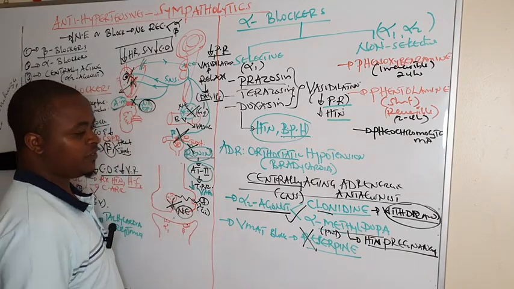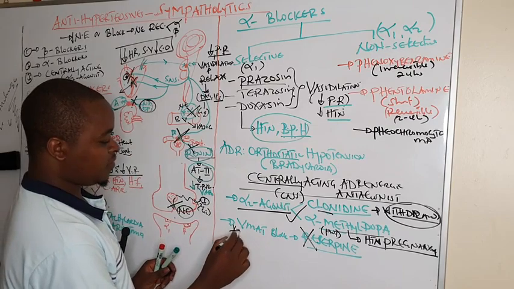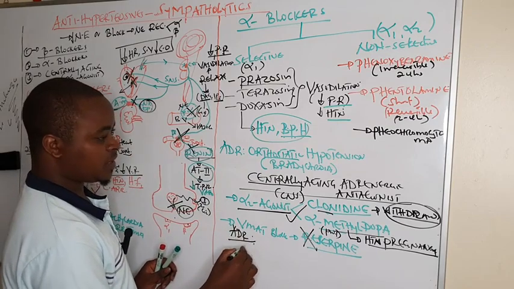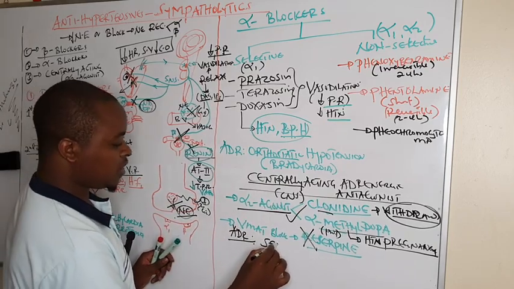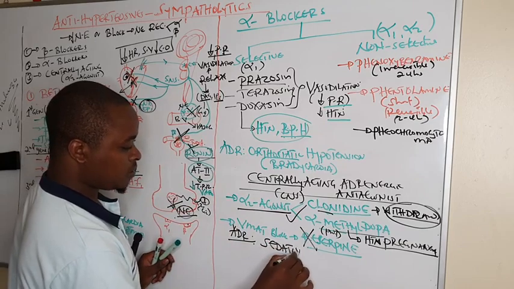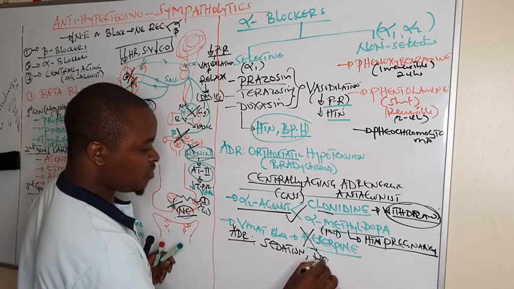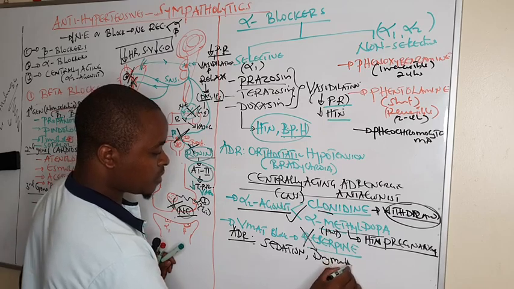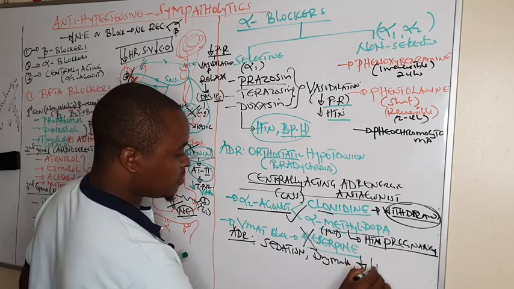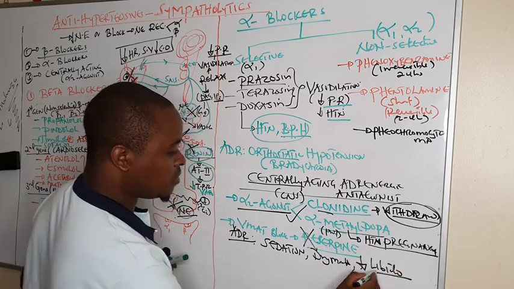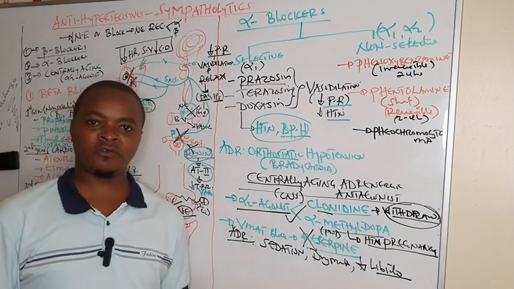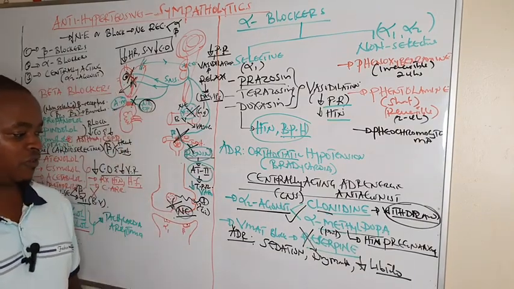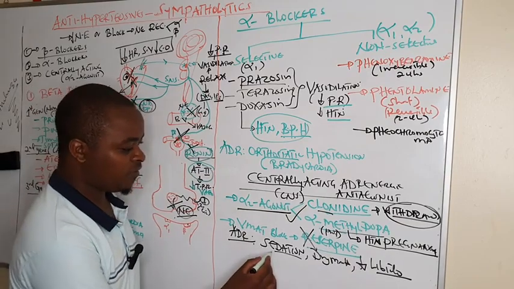Their major side effects: since they are blocking the production of norepinephrine, they can cause sedation. They can also cause dry mouth. They can also decrease libido, because they are preventing production of epinephrine and norepinephrine. So these are their major side effects.